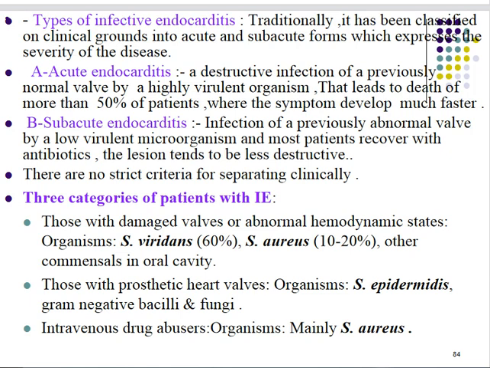There are three groups of patients with infective endocarditis: those with a damaged valve or an abnormal hemodynamic state. The organisms are mostly Strep viridans, Staph aureus, and other commensals of the oral cavity. In those with a prosthetic heart valve, the organisms are like Staph epidermidis, gram-negative bacilli and fungi, and in intravenous drug abusers the organism is mainly Staph aureus.